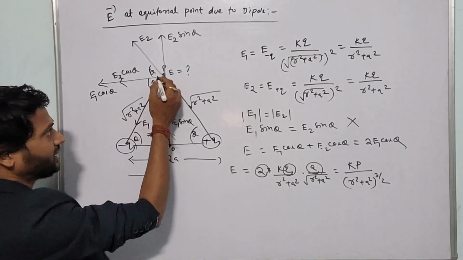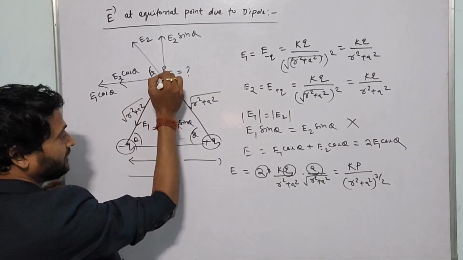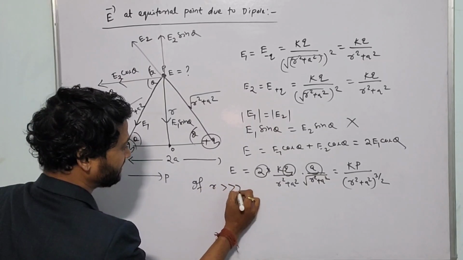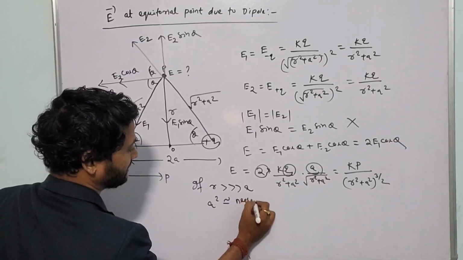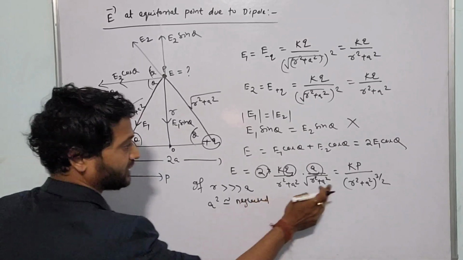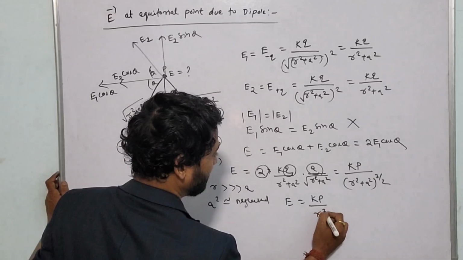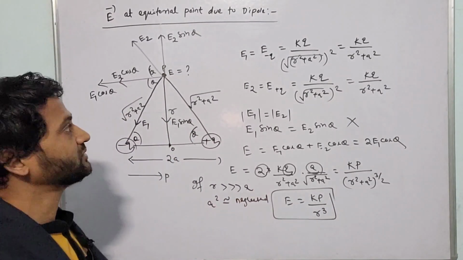Then we can take a point like if this point is placed far away from the dipole, meaning if r is very greater than a, so the a square part may be neglected. If a square is neglected, then electric field intensity will be kp upon r cube. This is your final expression.